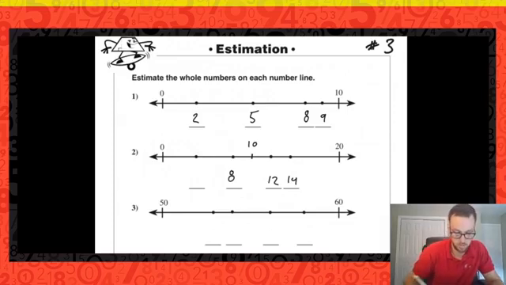And then what do we think about this point here? Between 0 and 10 would be 5. It looks like it's slightly to the left, slightly closer to 0. So we're going to go ahead and estimate that that would be 3.